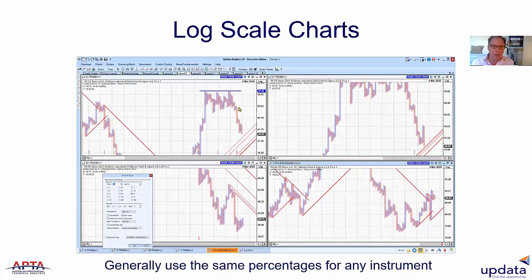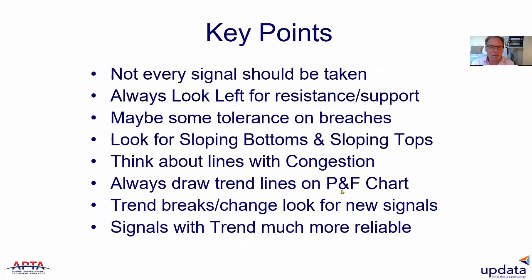So for log scale charts, I'm using 1%, 0.5%, 0.25% and 0.1%. And those give me my views. I've resisted the temptation to put the targets on here because I haven't got to how the targets are calculated yet. So the key points are not every signal should be taken.